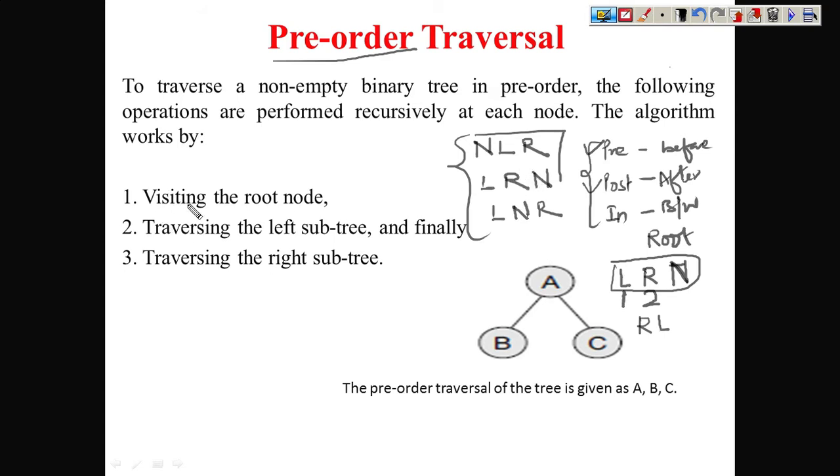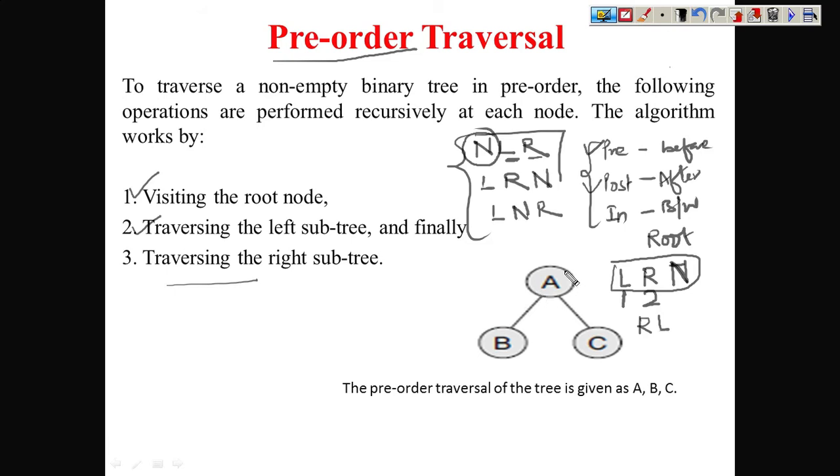So this is the strategy of pre-order traversal. Here what we are doing is visiting the root node. The very first thing is we have to visit the root node, and then we traverse the left subtree, and finally we traverse the right subtree. So this is the pre-order traversal.